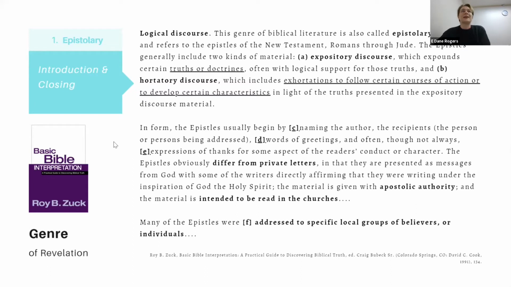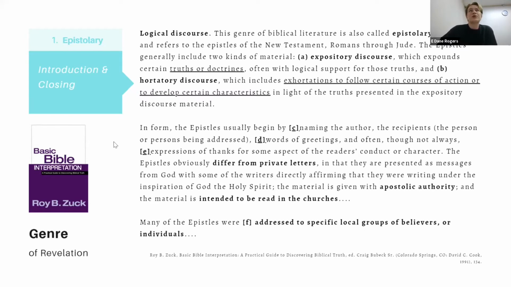So epistolary basically just means logical discourse. It's a letter written for a specific purpose in a specific order to bring understanding. So I'll read this for us. It's from Roy B. Zuck's book. He wrote the Bible Knowledge Commentary. He's a Dallas Seminary guy. So, logical discourse: this genre of biblical literature is also called epistolary literature and refers to the epistles of the New Testament, Romans through Jude.